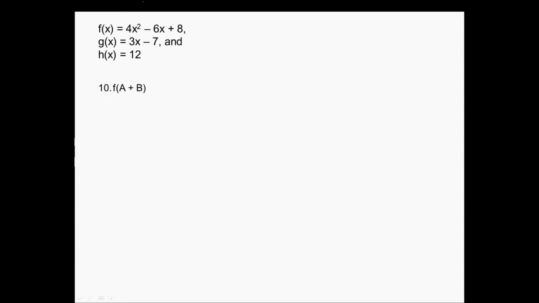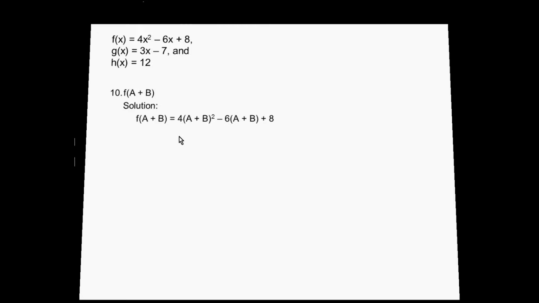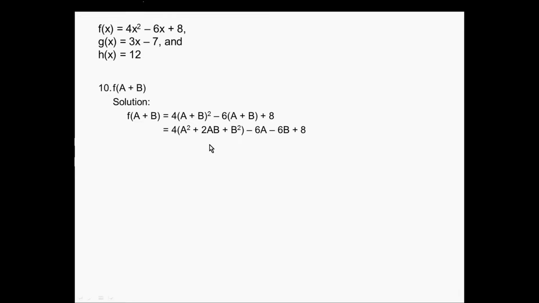Number 10, f of a plus b. So in your formula for f, replace x with a plus b. So 4 times a plus b squared minus 6 times a plus b plus 8. Now I can distribute the minus 6, and I can square out a plus b. Now if you don't remember how to square a binomial quickly, just do a plus b times a plus b and do FOIL. But remember to square it: square the first term, twice the product, square the last. So I have 4 times a squared plus 2ab plus b squared. I've distributed my minus 6: minus 6a, minus 6b plus 8.